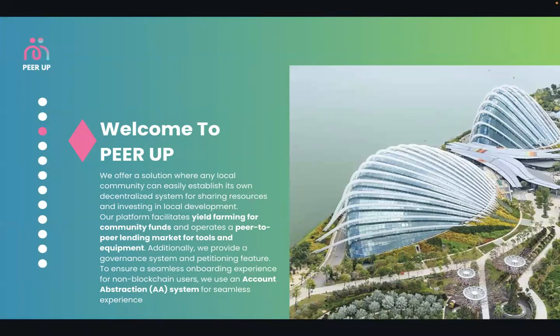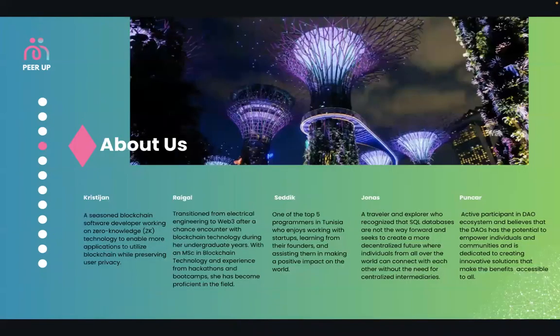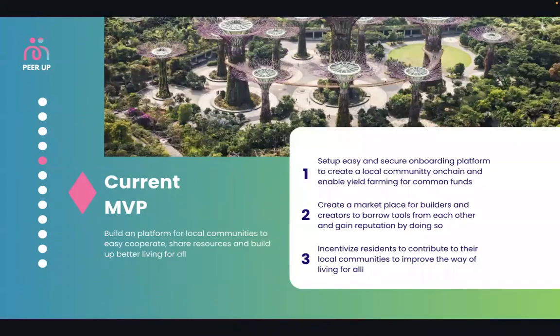The second is the lending and borrowing market, where they can share their resources between each other, so they can borrow a drill from a neighbor or something like that. Also, because not everyone is Web3 native, we use account abstraction to enhance the user experience. Here are some profiles. The link is in the submission, so you can read it later. And as I said, our current MVP has three main aspects.